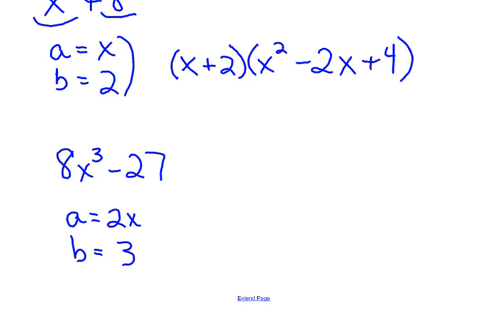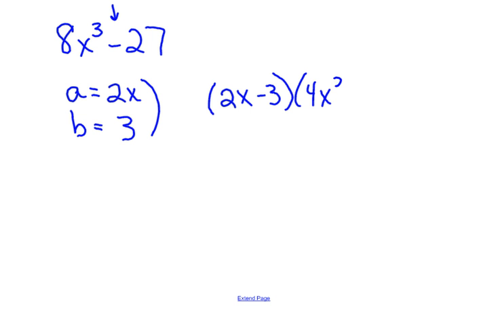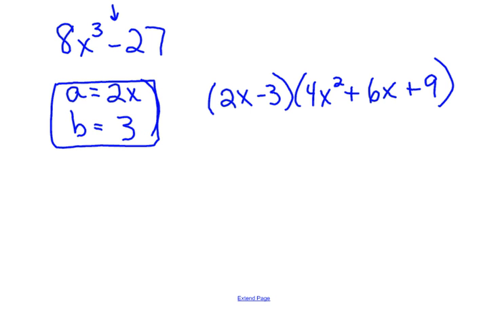Once we have those, we plug them into the formula we had before. Since it's subtraction, we're going to start with subtraction. a minus b, so 2x minus 3, times, we need to square a first. So a squared is 4x squared, plus 6x, plus 9. There's not a whole lot more involved, but you need to be careful. One of the things I find really helpful is to write out what is your a and what is your b. That way when you go to fill in this formula, you can keep things straight.